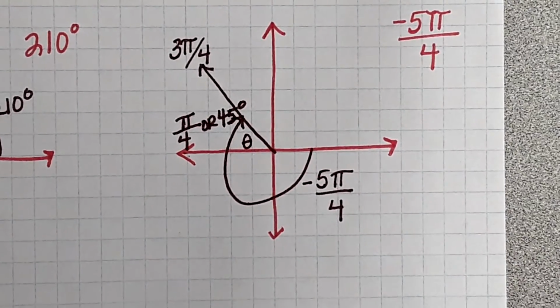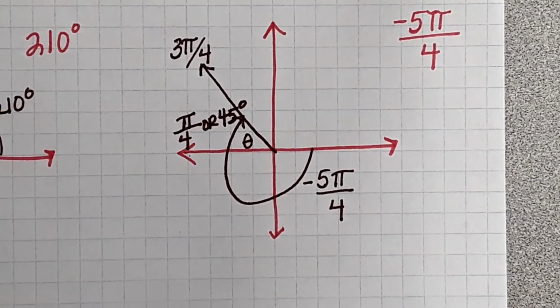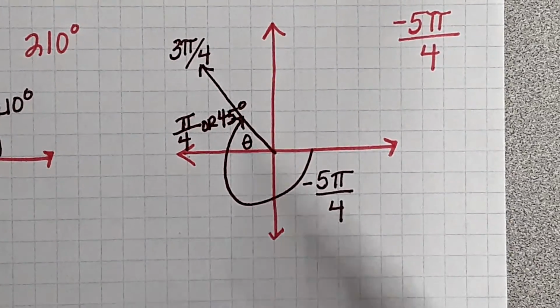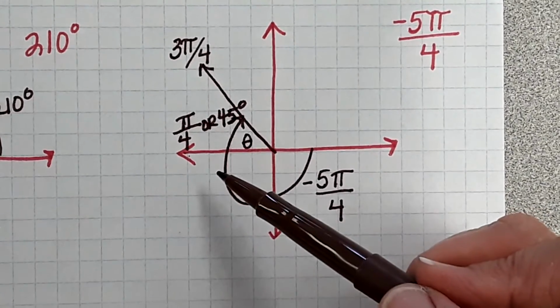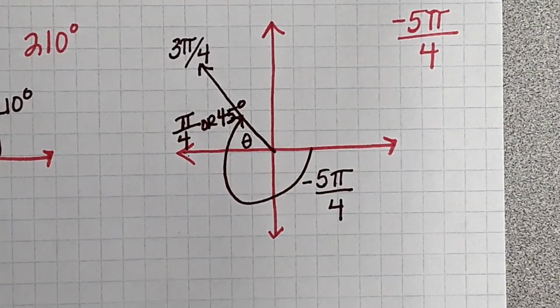So with radians, you just have to think about where it's at and then think about the distance between the terminal side and the x-axis. How do you guys feel about that?